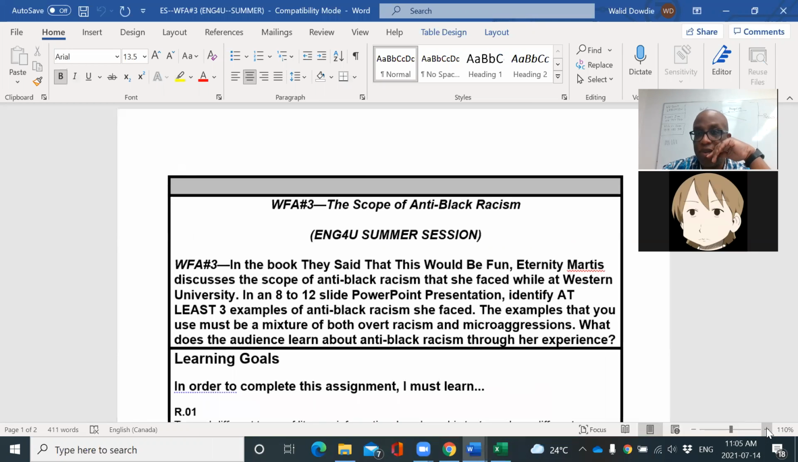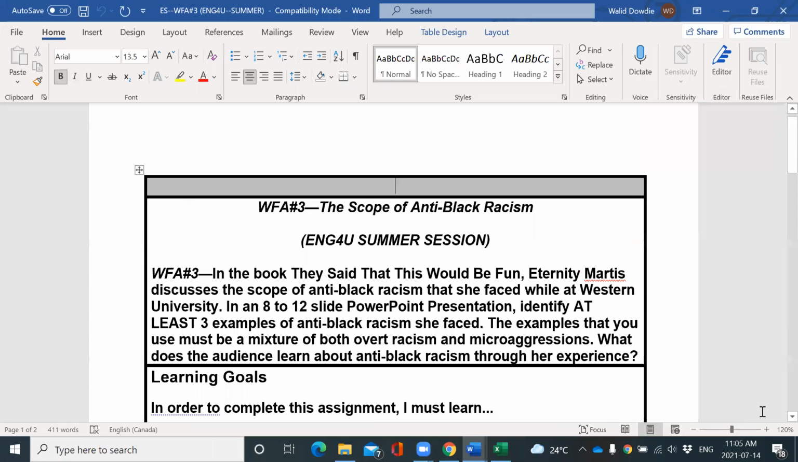Zoom in a bit so it's a little bigger for us, and I'll just get rid of this thing here. So the assignment is typically number 3. In the book, they said this will be fun. Attorney Martin discussed the scope of anti-Black racism that she faced while at Western University. In an 8 to 12 slide PowerPoint presentation, identify at least 3 examples of anti-Black racism she had faced. The examples that you use must be a mixture of both overt racism and microaggressions. What does the audience learn about anti-Black racism through her experience?